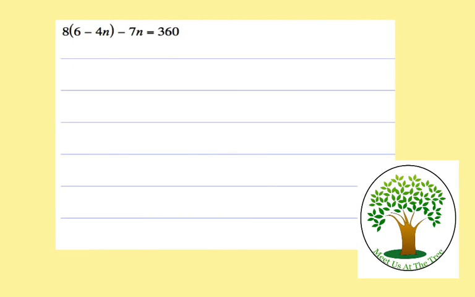We have another distributive property. We're going to multiply these in. This first one is going to be 48. The second one is going to be negative 32n. We're now going to just bring this down and bring that down.